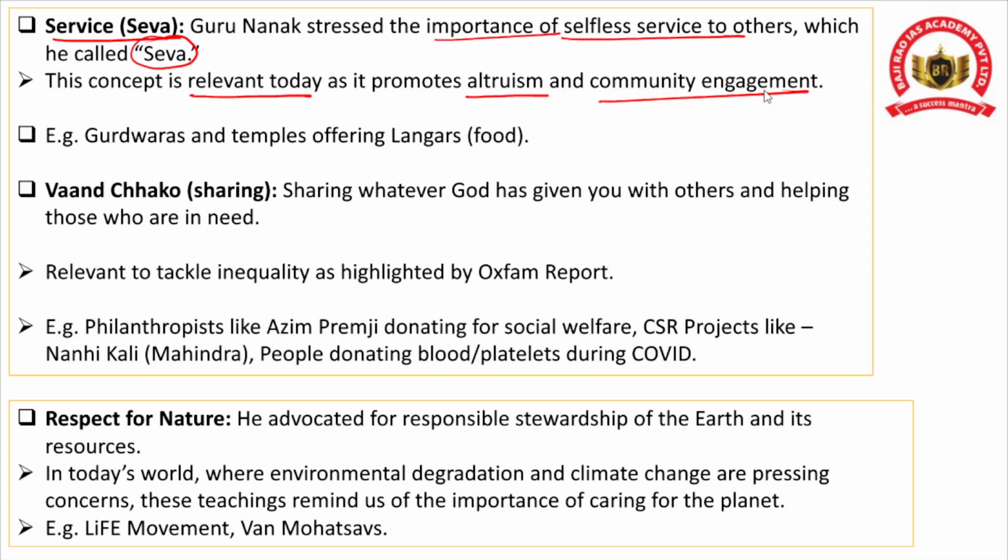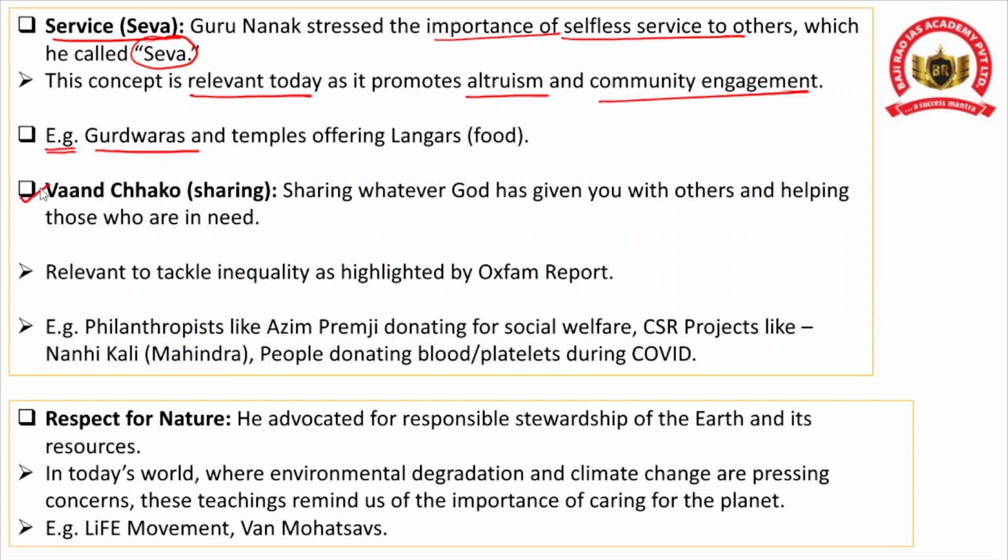For example, there are several wealthy individuals, like the Bill and Melinda Gates Foundation, which has been working for the empowerment of women and also education, healthcare, and improving agricultural incomes in poor and developing countries. So, such seva and altruism are very much relevant. We can also mention the example of gurudwaras and temples offering langar. Langar means food.